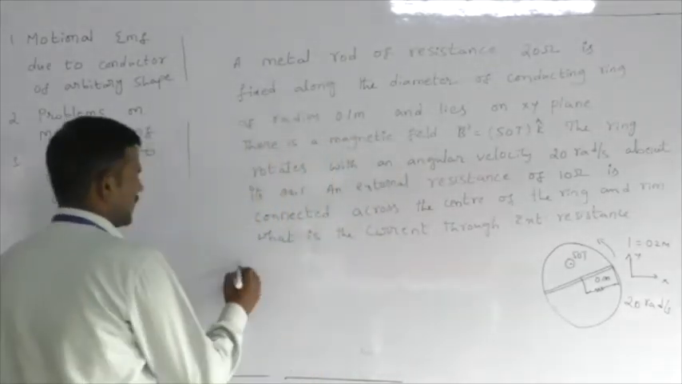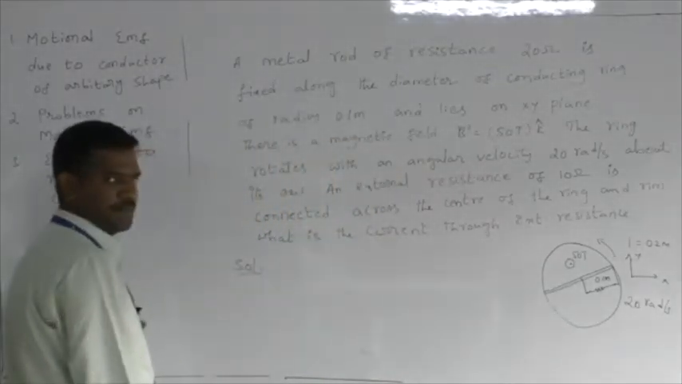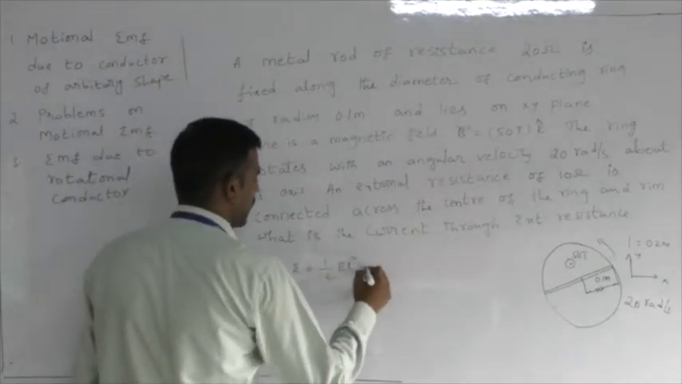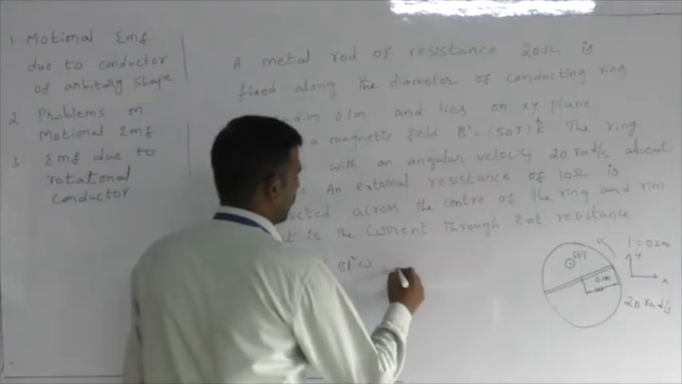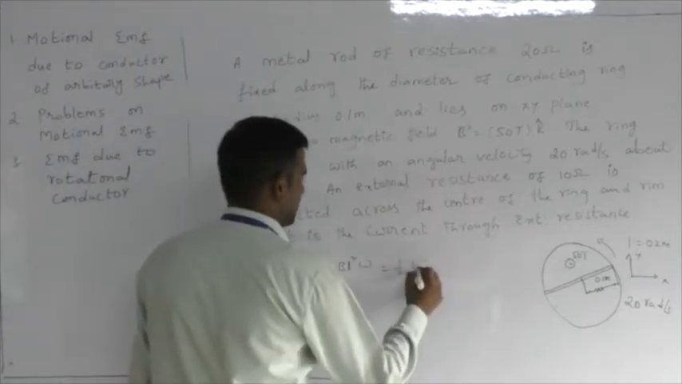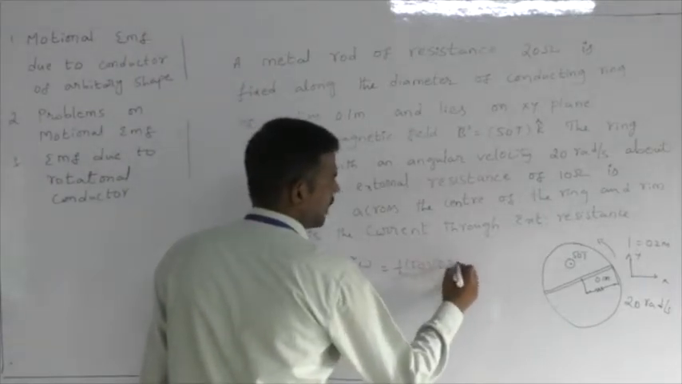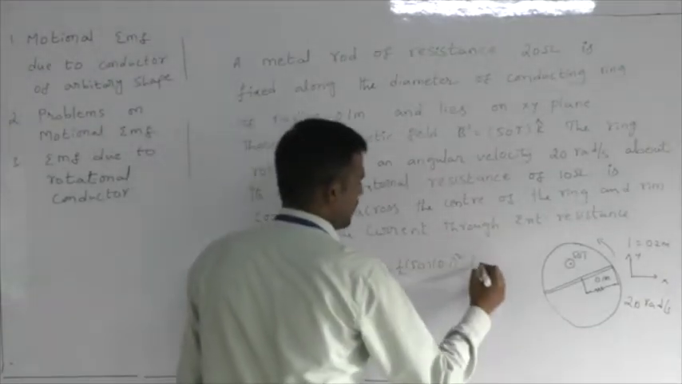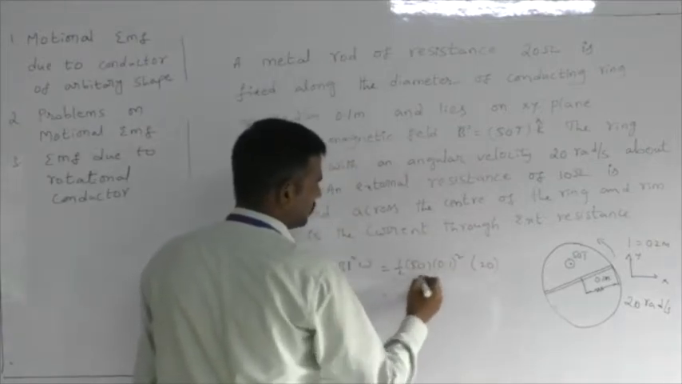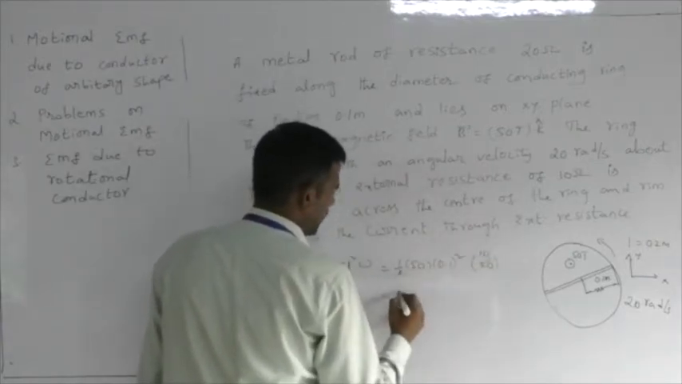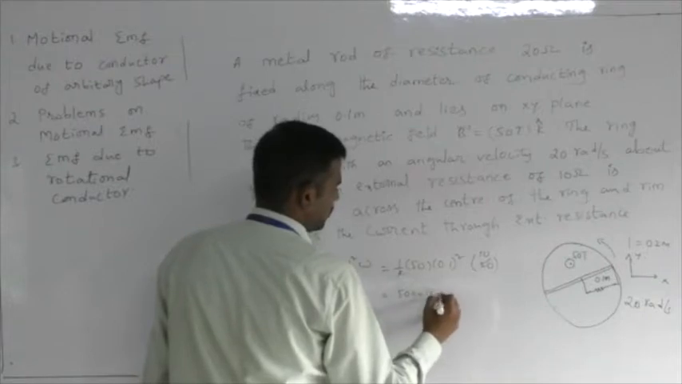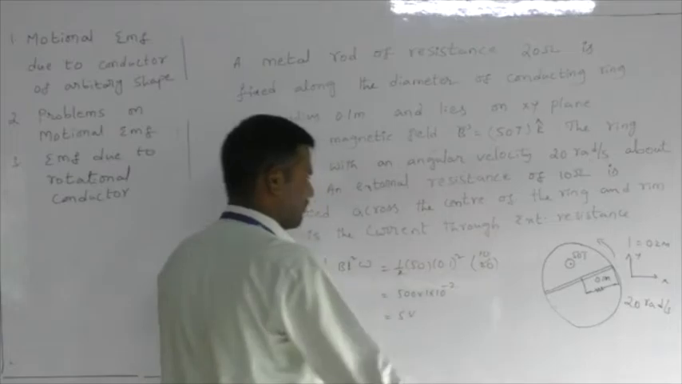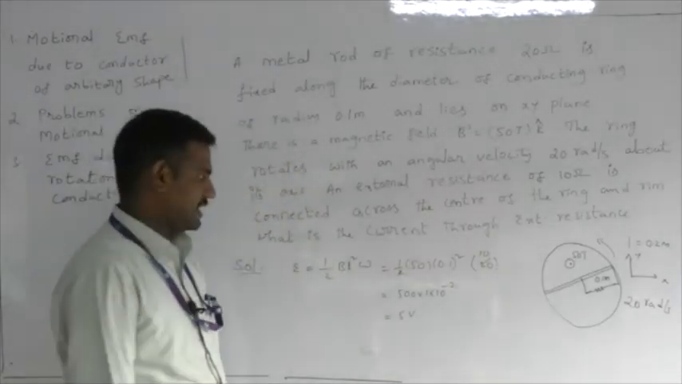So whenever one conductor is rotating inside the magnetic field, what is the induced EMF? That will be given by half B L square omega. Now half into what is the B? 50 Tesla. What is the length? 0.1 meter. So 0.1 whole square. And what is the omega? 20 radian per second. So half times 50 times 1 times 10 to the power of minus 2 times 20, and therefore we will get 5 volt. This is the EMF that is generated here.